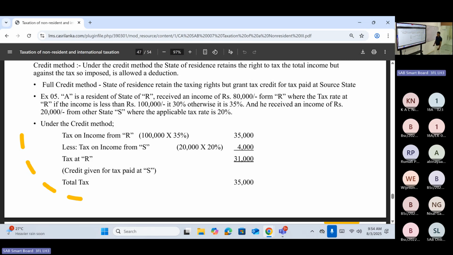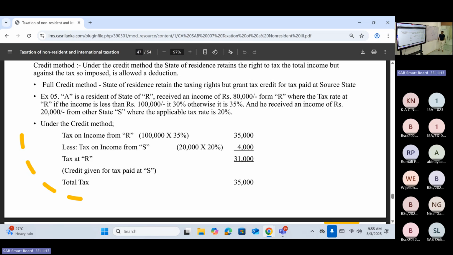Same example. In our country, he is receiving 80,000 from the resident country. From country S he is receiving 20,000. This country's tax rate is 20%. Therefore, he is paying 4,000 on the 20,000 at 20%.